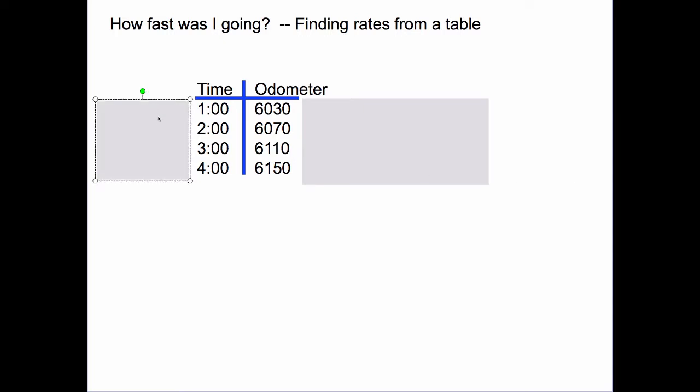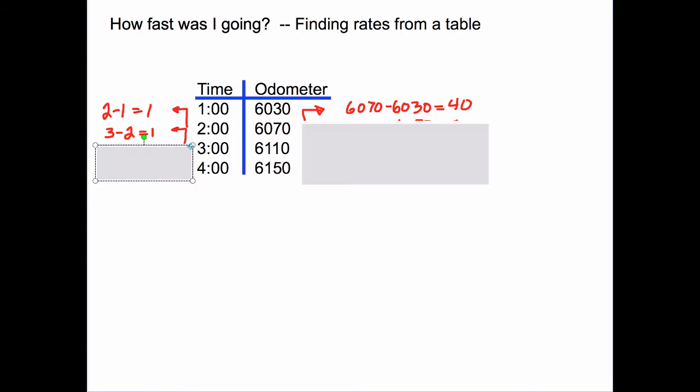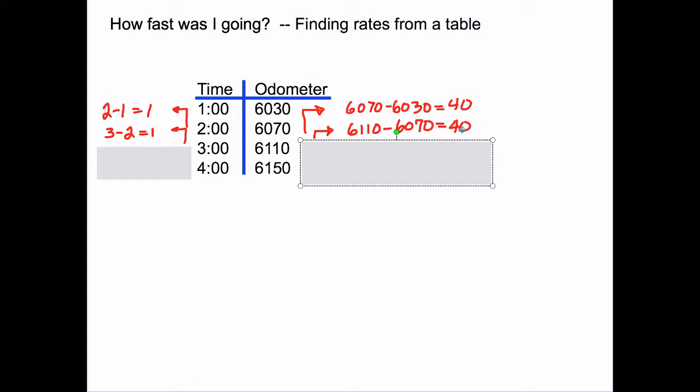Now to do that, let's consider what happened each hour. So we started from 1 o'clock to 2 o'clock. That's 1 hour, 2 o'clock minus 1 o'clock. And during that 1 hour, I went 40 miles. My odometer went from 6,030 to 6,070, so the difference between those is 40 miles. In the second hour, from 2 to 3, 3 minus 2 is 1 hour, and 6,110 minus 6,070 is 40 miles. So again, I went 40 miles in 1 hour.